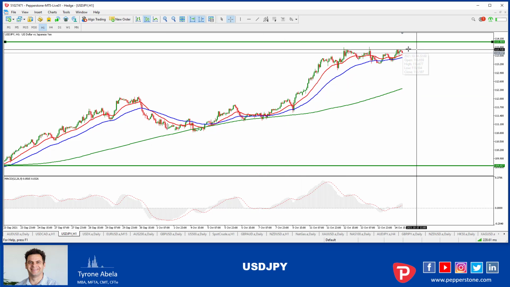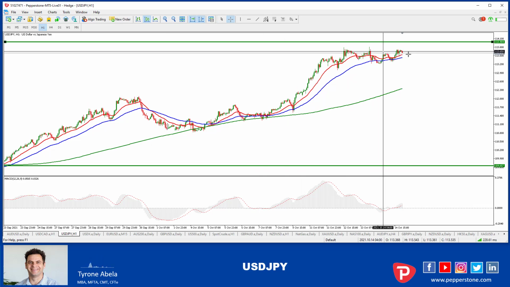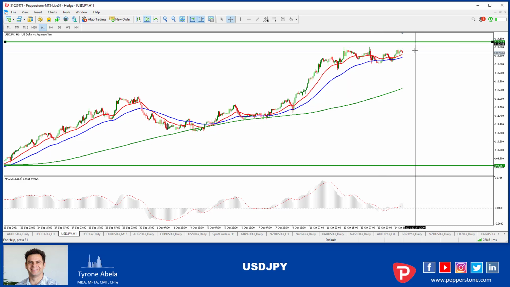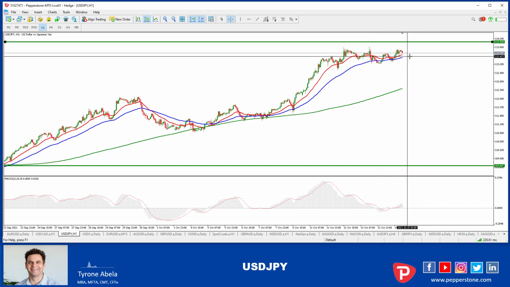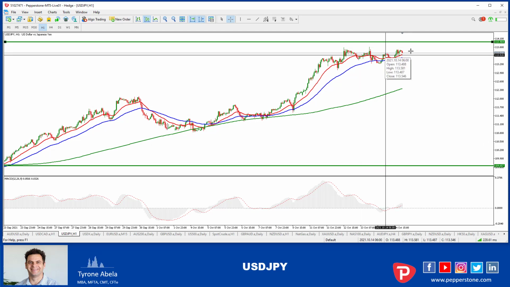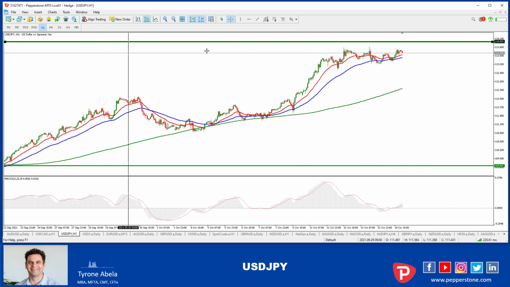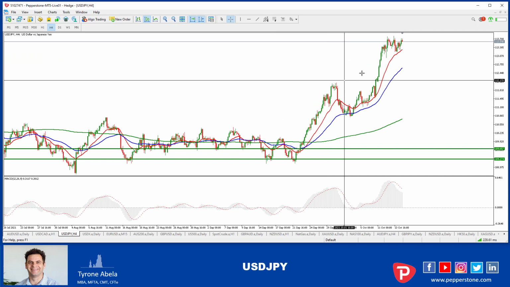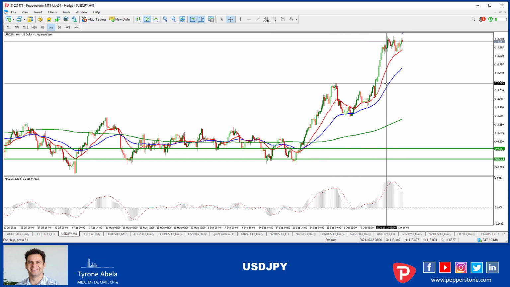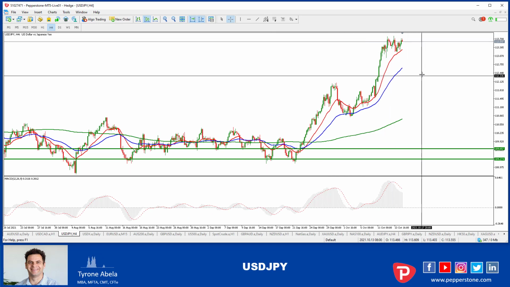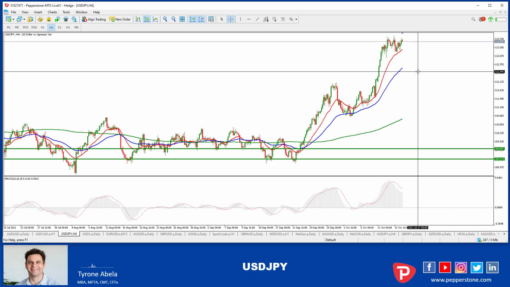Now I think what we need to do is just see it make its turns around this level. It might push up a little bit higher, but I would be looking for the opportunities to probably counter trend it short. Look for a series of lower highs and lower lows on a significant time frame like a 1 hour or a 4 hour.